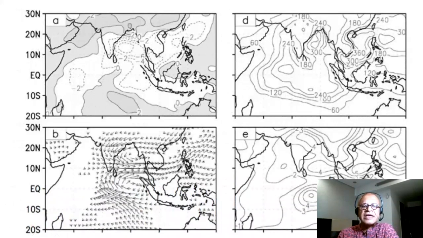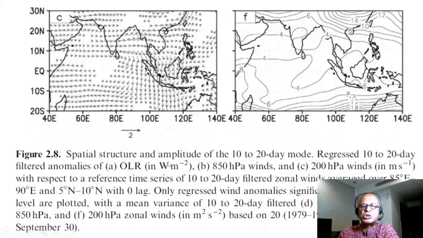This is here a complicated figure showing the spatial structure and amplitude of the 10 to 20 day mode. So we are focusing on just the 10 to 20 day mode. Regressed 10 to 20 day filtered anomalies of OLR. We'll go back. 850 hectopascal winds B. And C here is the 200 hectopascal winds with respect to a reference time series of 10 to 20 day filtered zonal winds averaged over this 85 to 90 east, 5 to 10 north. So this is more in the Bay of Bengal with zero lag, where most of the propagation happens.